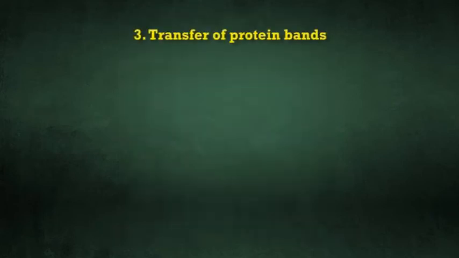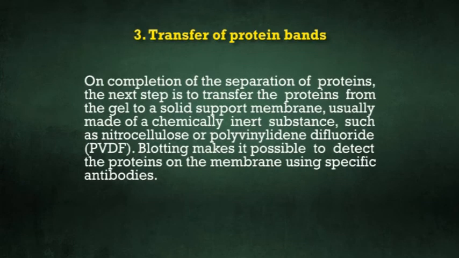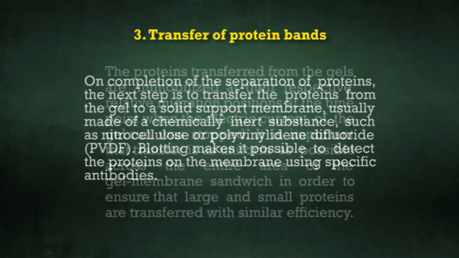Number 3. Transfer of protein bands. On completion of the separation of proteins, the next step is to transfer the proteins from the gel to the solid support membrane, usually made up of a chemically inert substance such as nitrocellulose or polyvinylidene difluoride. Blotting makes it possible to detect the proteins on the membrane using specific antibodies.